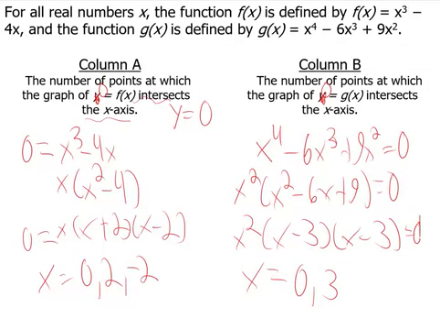So that gives us 3 points for column A, but only 2 points for column B, which means that column A must be the correct answer.